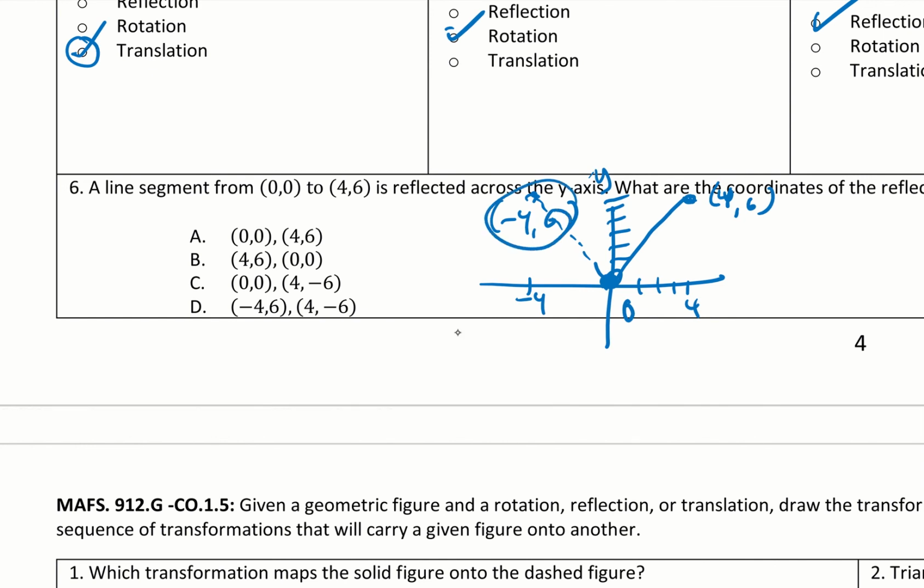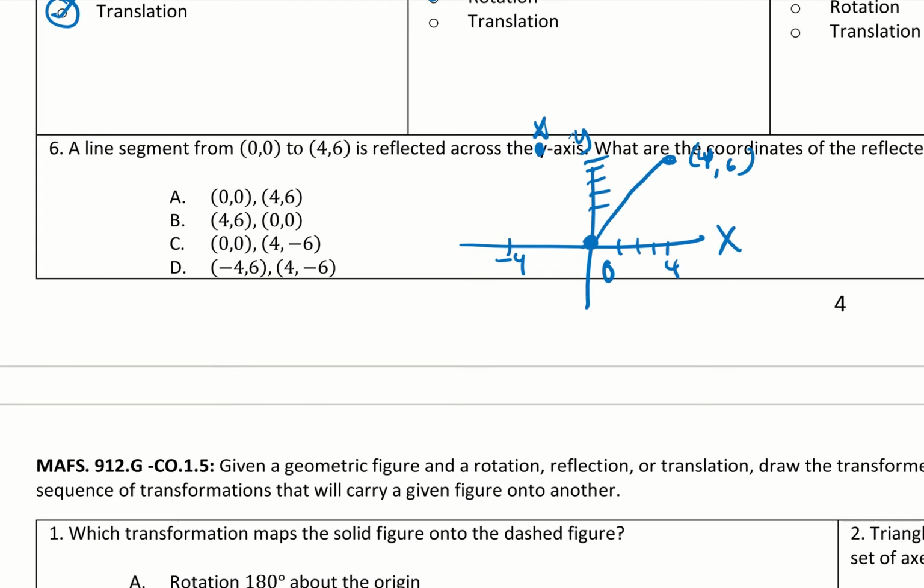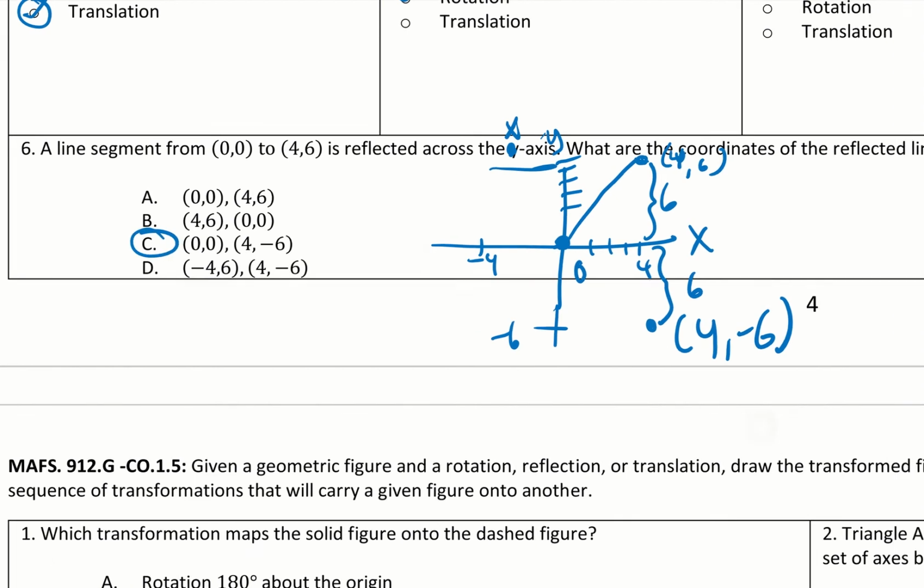I think this question actually meant to say the x-axis, not the y-axis. So there's a little typo there. If I reflected about the x-axis, then that's going to change things. Since this is 6 up, it has to be 6 down. So it's going to be at -6 instead of +6. In that case, it's going to be (4, -6). All right, so just change that to x-axis there. So number 6 is C.